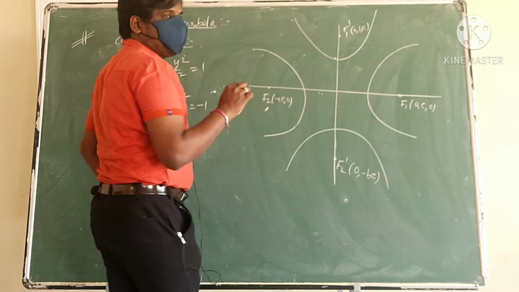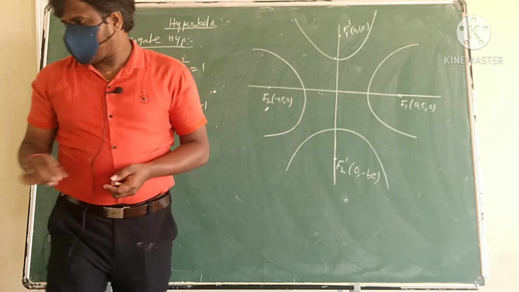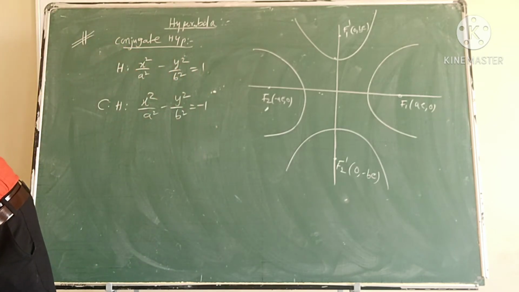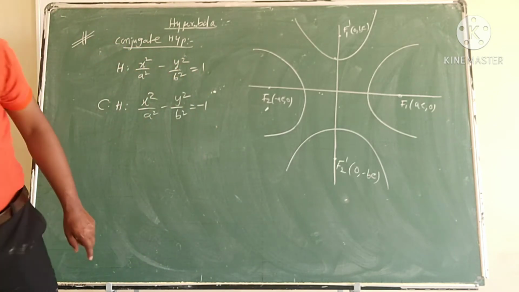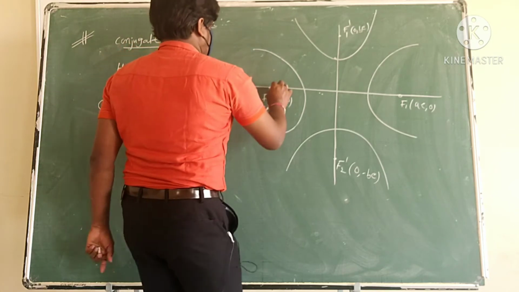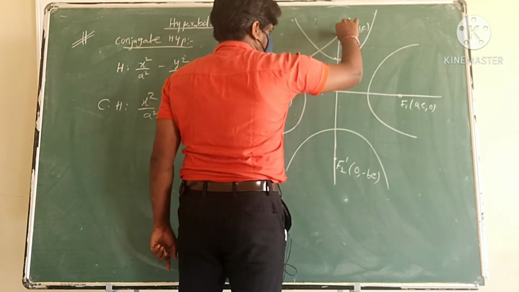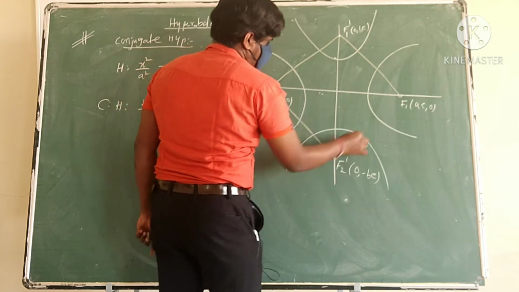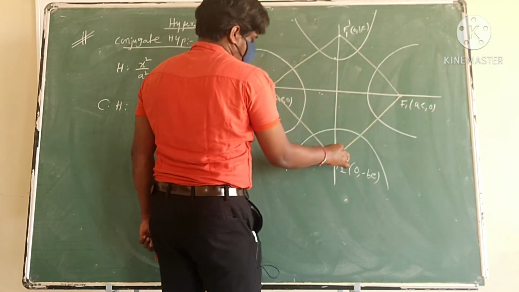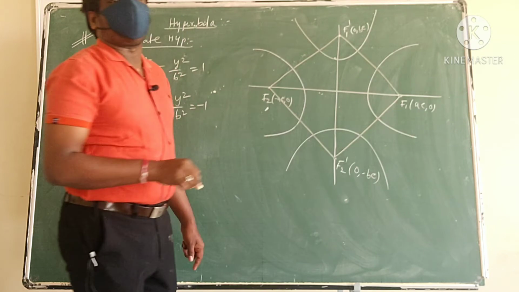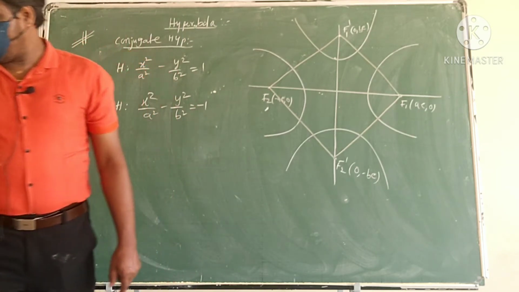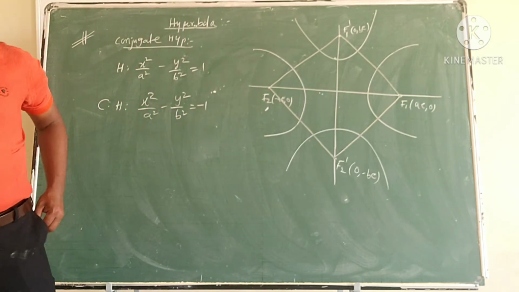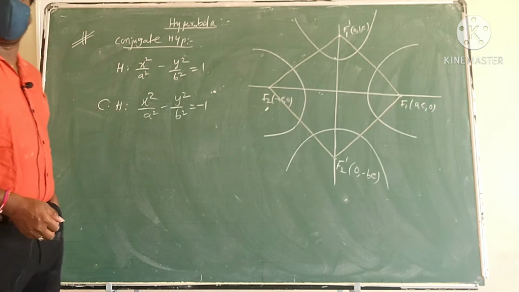If you join these focus points, this one and this one, the figure which is formed is a square. It will be a square shape.